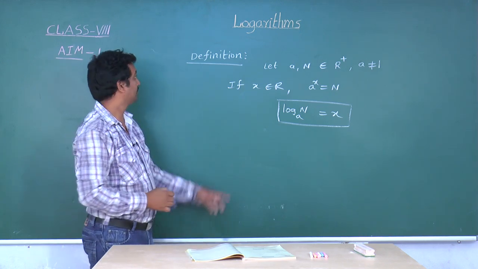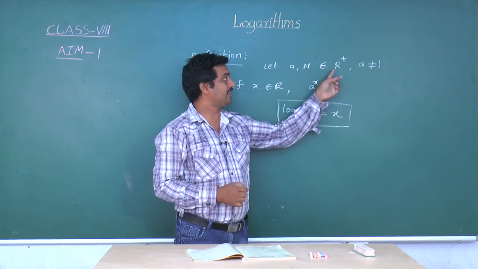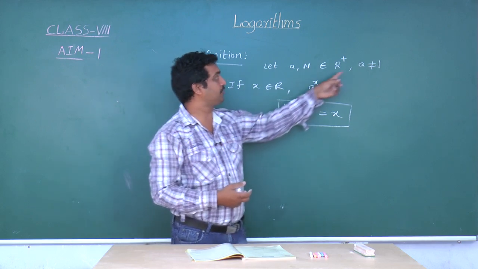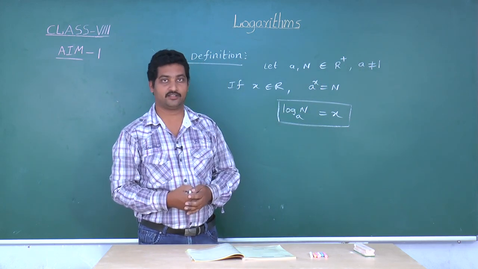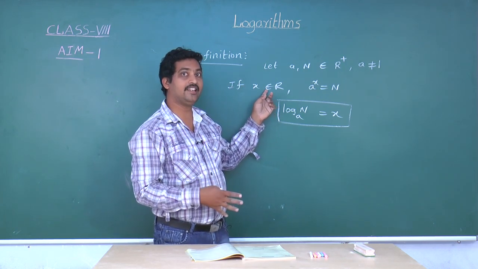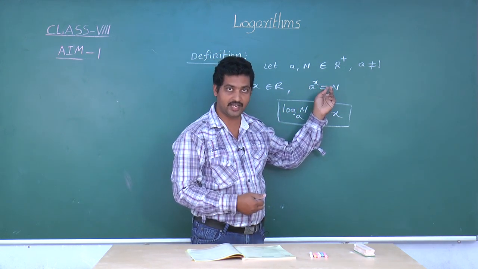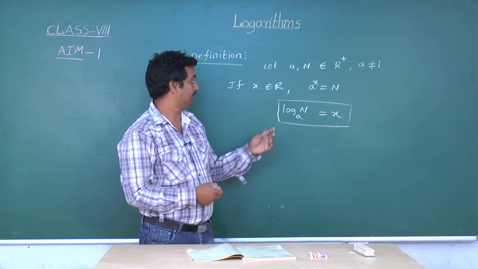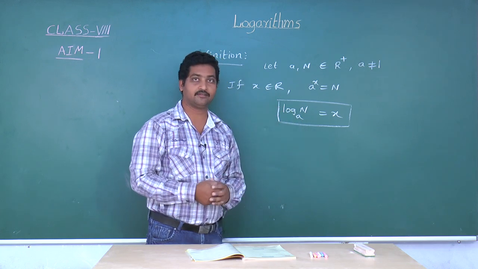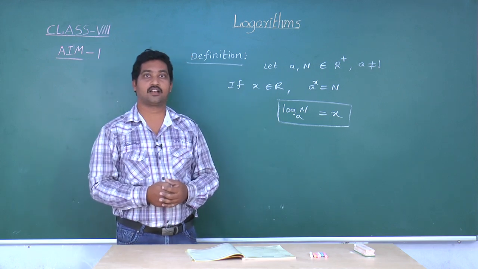Again children, the definition of the logarithm is: let a, n be any two positive real numbers and the restriction is given to a not equal to 1. If x is any real number such that a power x is equal to n, then x is called the logarithm of n to the base a. It is nothing but x. This form is known as the logarithmic form.